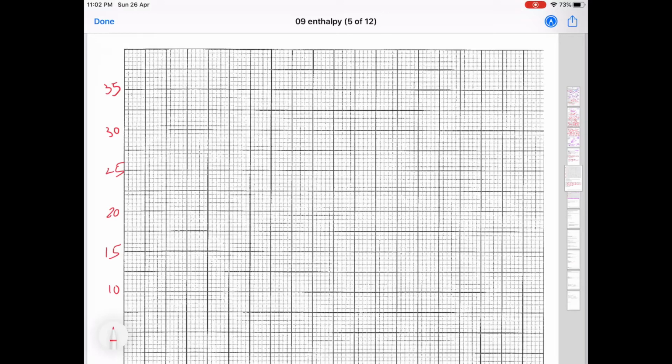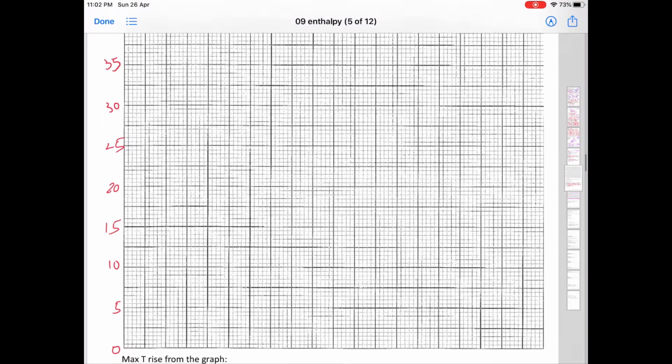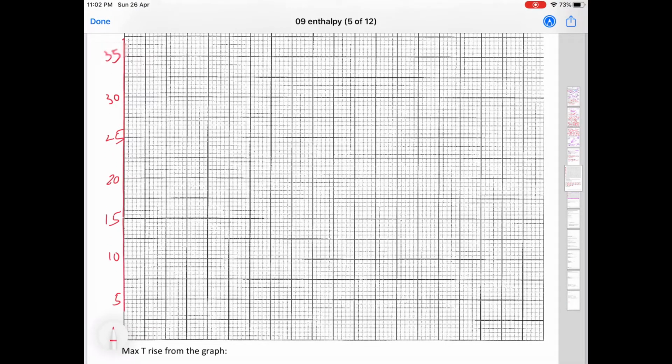And then the vertical axis should refer to the temperature. So just draw the axis. And here's the temperature in degrees Celsius.